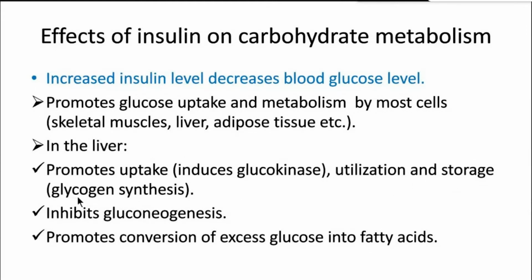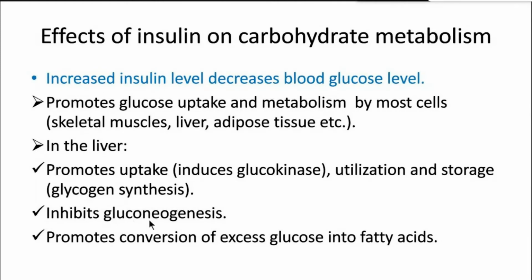Glycogen synthesis, or glycogenesis, and it inhibits gluconeogenesis. Gluconeogenesis means synthesis of glucose molecules from non-carbohydrate sources like amino acids, for example. And you can understand it as there is already glucose excess in the blood. There will be no need for synthesis of new glucose. Therefore, insulin will inhibit this one.